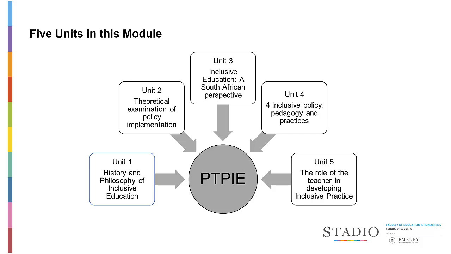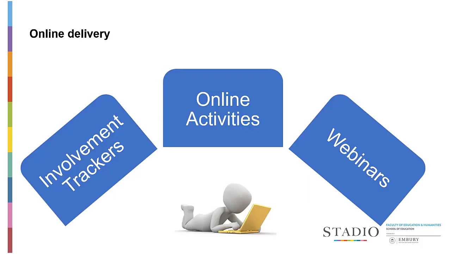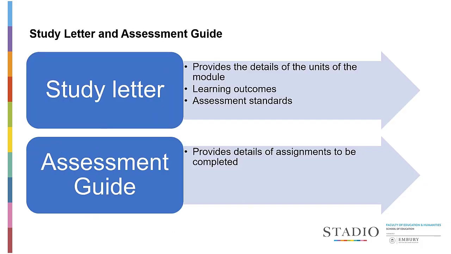How do we work with inclusion within our schools, in our classrooms? It's a school-wide process, it's a classroom process, it's the teacher being an agent of change within the classroom. And then unit 5 develops more into the teacher as an agent of change, the role of the teacher in developing inclusive education practice. Because this course is an online delivery, you're going to be doing involvement trackers, you're going to be working on online activities, and we're also going to be bringing you webinars. As you go through the course, you will bump into all these things that we'll be working with, and we will explain that further as we go along.